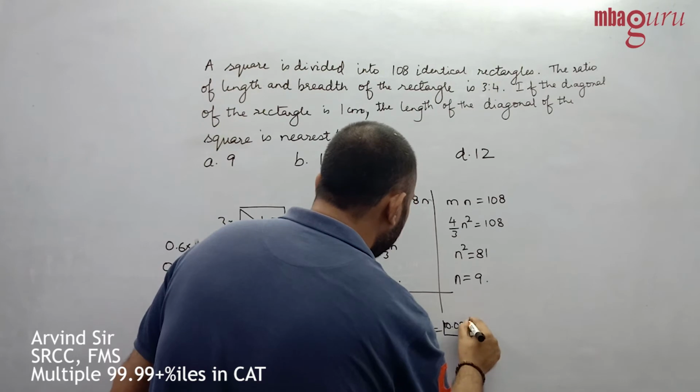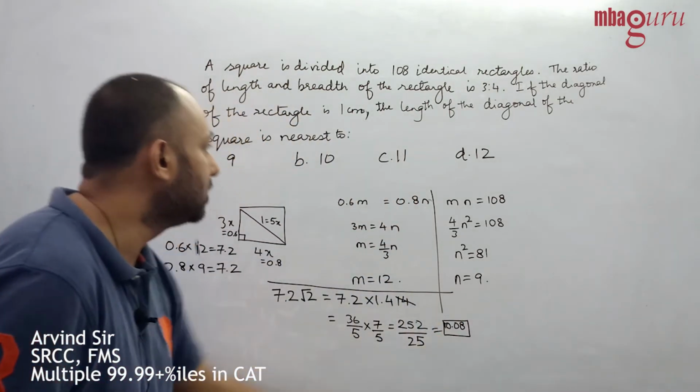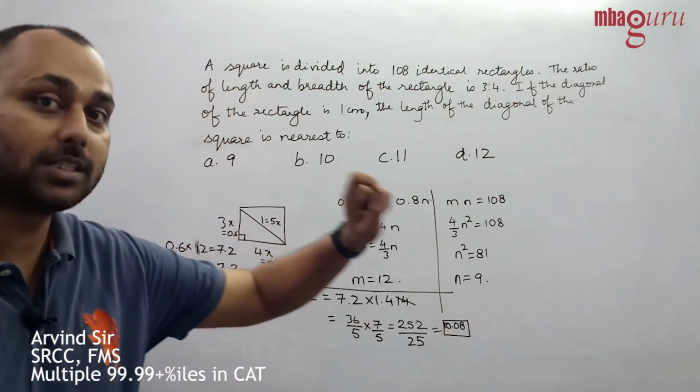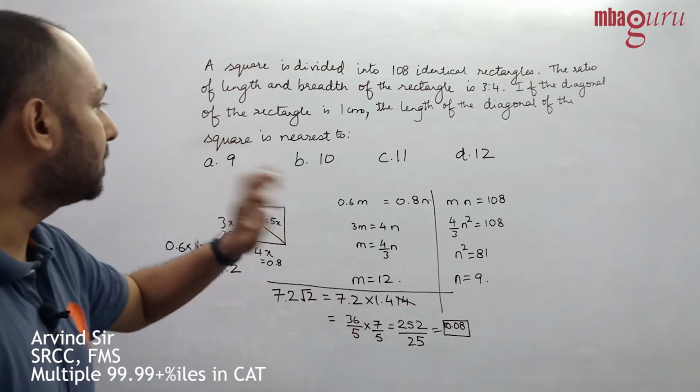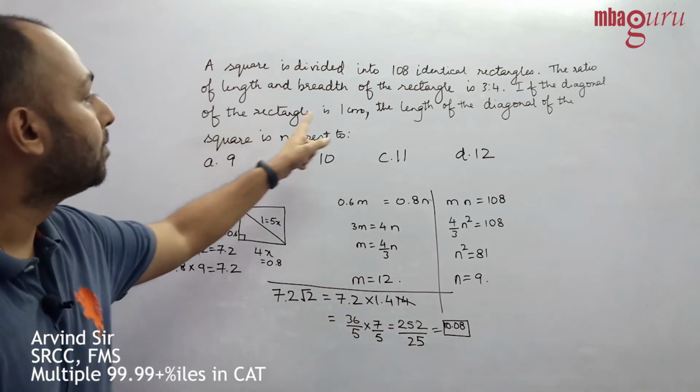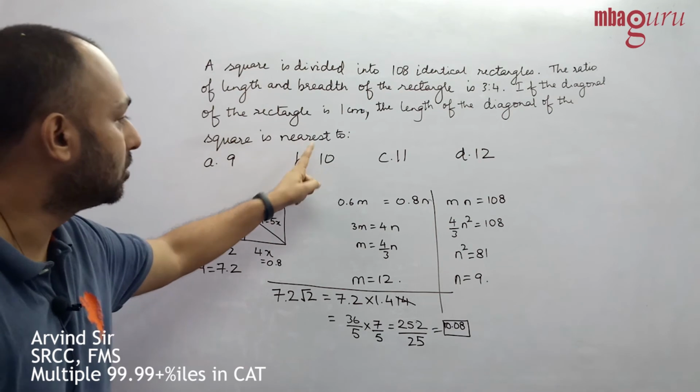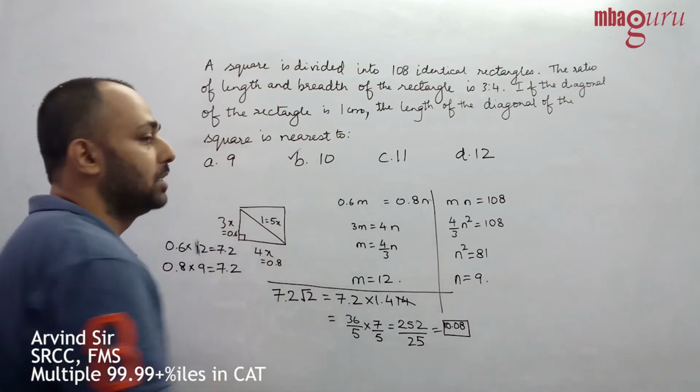10.08. Now, because we are reaching a value of 10.08 and the question itself was giving us a hint that we will not reach a very precise value by giving us the words, the length of the diagonal of the square is nearest to, we'll go ahead and choose option G as the answer.